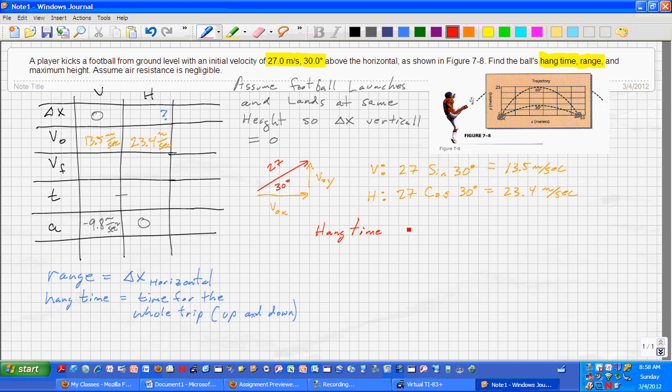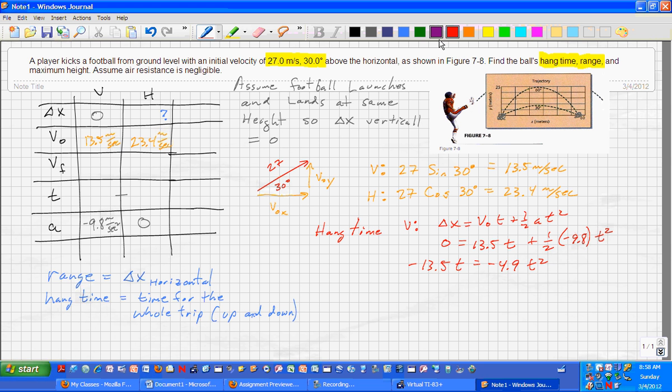So hang time, in the vertical direction, change in position is equal to v0t plus 1/2 at squared. We know the change in position is 0. v0 is 13.5 times time plus 1/2 times negative 9.8 times time squared. So we need to solve this. Subtract 13.5t from both sides, so we get negative 13.5t is going to be equal to, multiplying this out, negative 4.9 t squared.